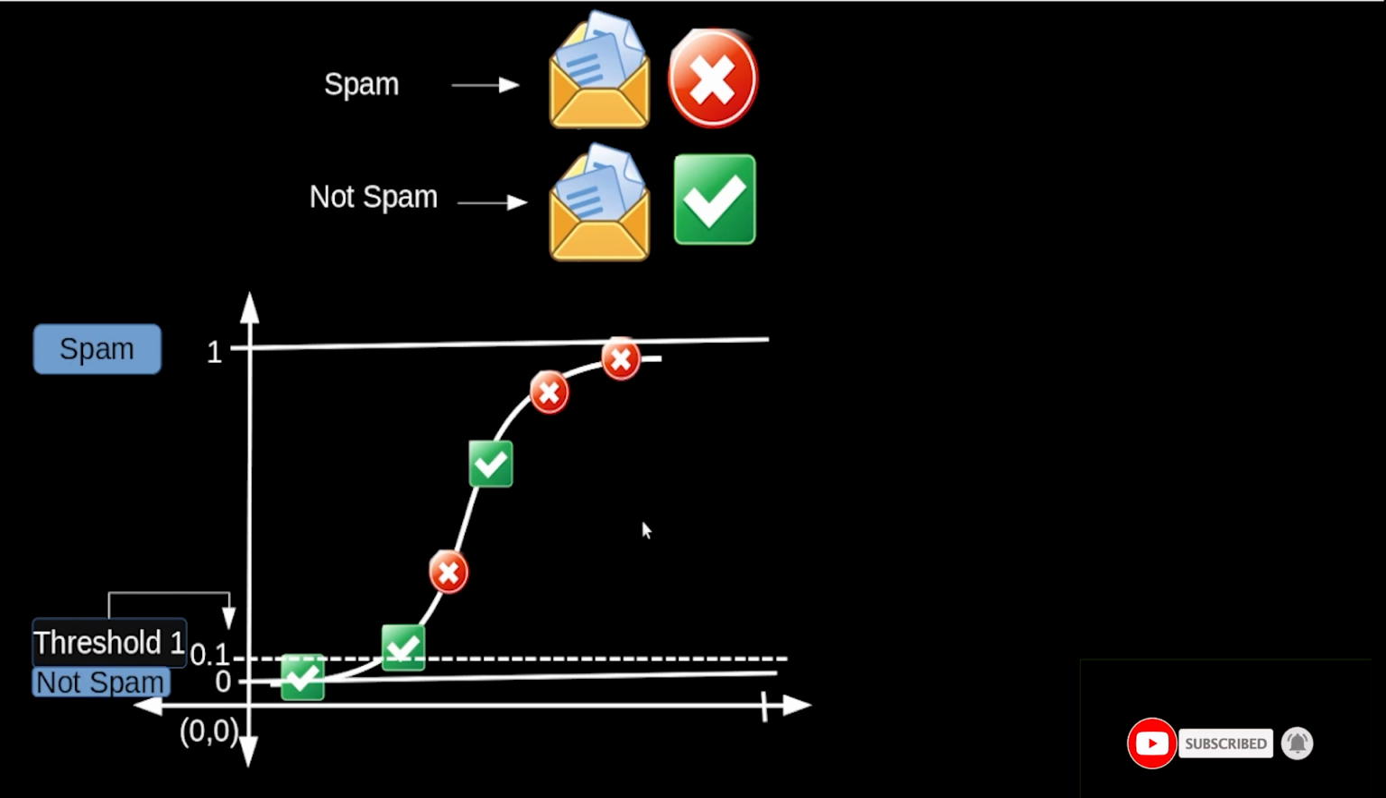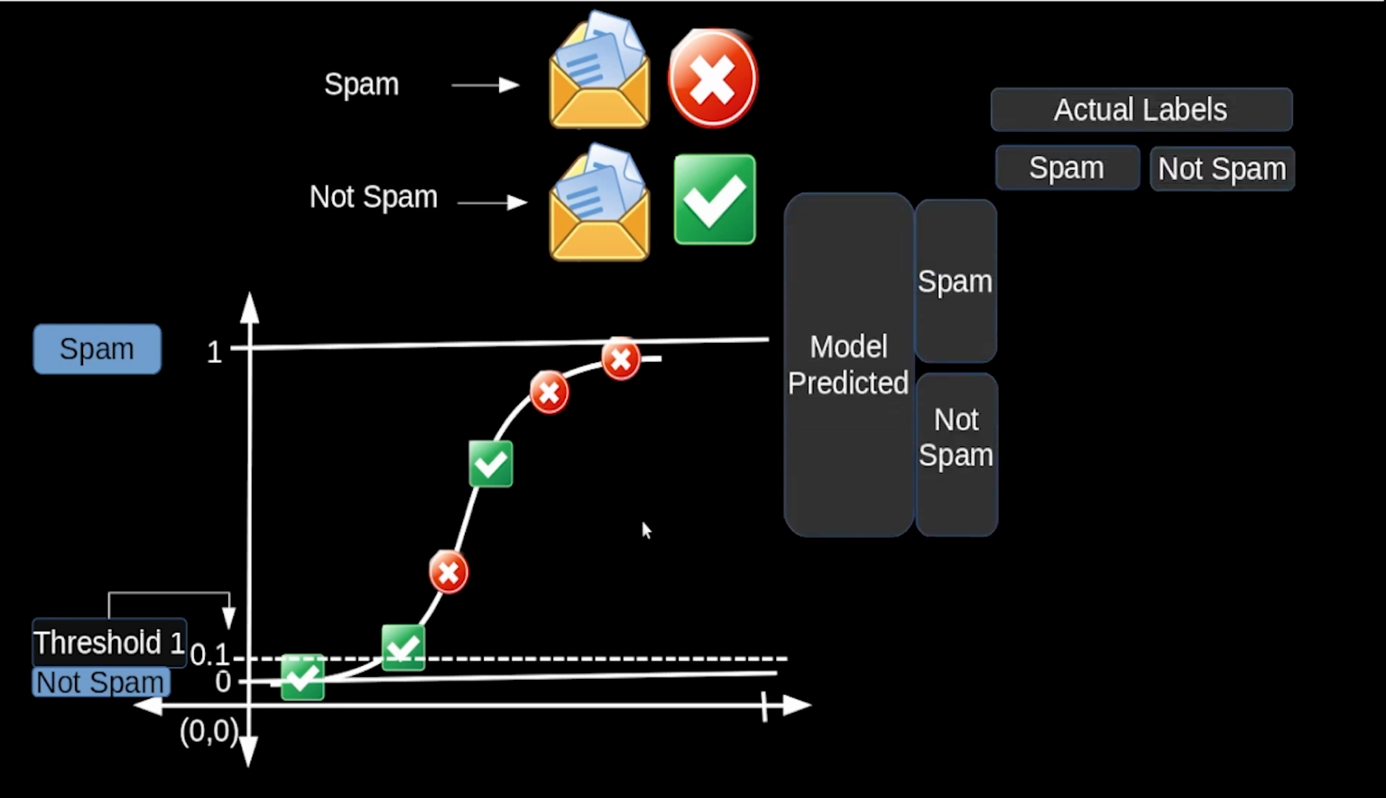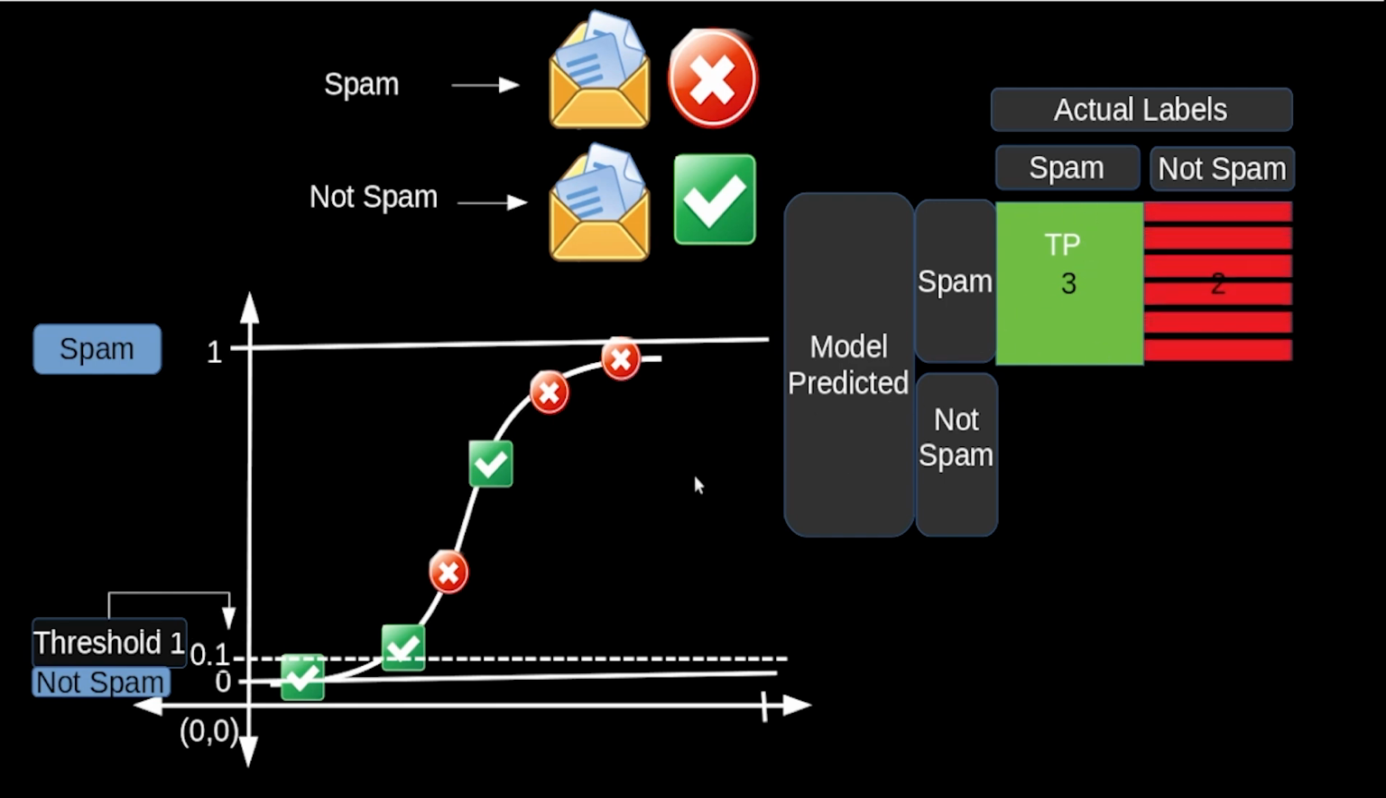Now let's draw a confusion matrix for this threshold 0.1. The confusion matrix consists of two components, actual labels and model predicted labels. In this case, we have three true positives because here you can see this is the first, second and third. These are the predicted probabilities of the data samples which originally belong to the spam class, and our threshold value also classifies them as spam because their predicted probability is greater than 0.1. So we have three true positives. Now let's move on to the false positive.